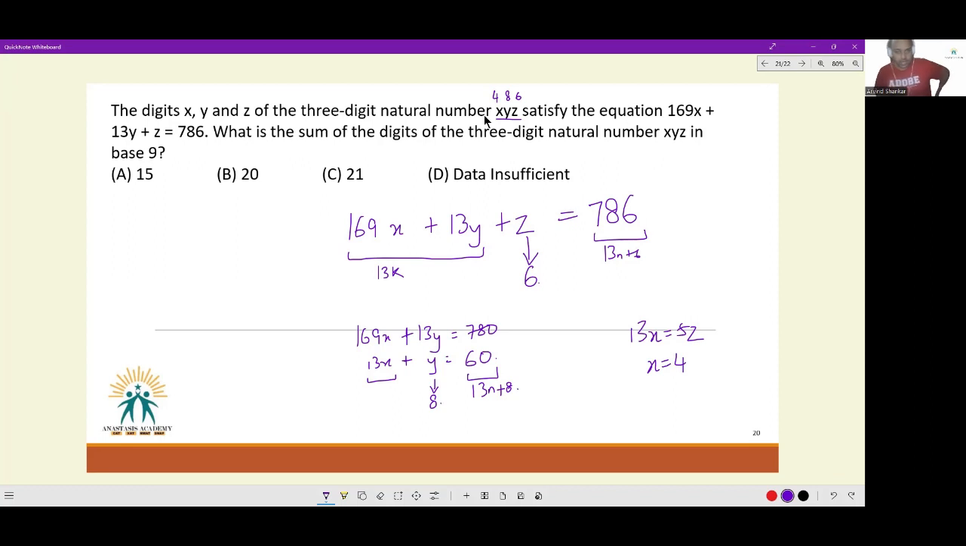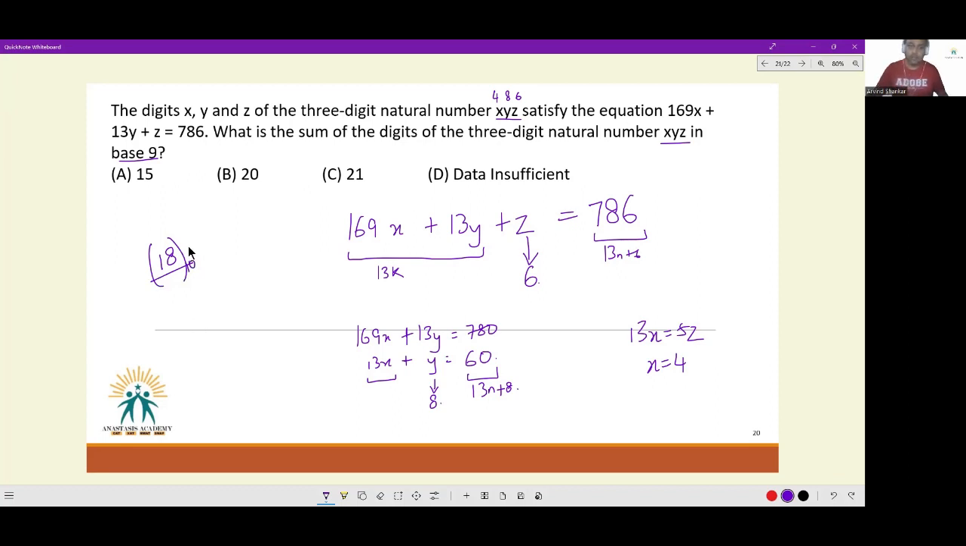So the three-digit number xyz is equal to 486. Now, finally, the question is, what is the sum of the digits of the three-digit natural number xyz in base 9? Sum of the digits that we can currently reach is 4 plus 8 plus 6. It is 18. Sadly, 18 is not present in the options. It is not present in the options because 18 is in base 10.